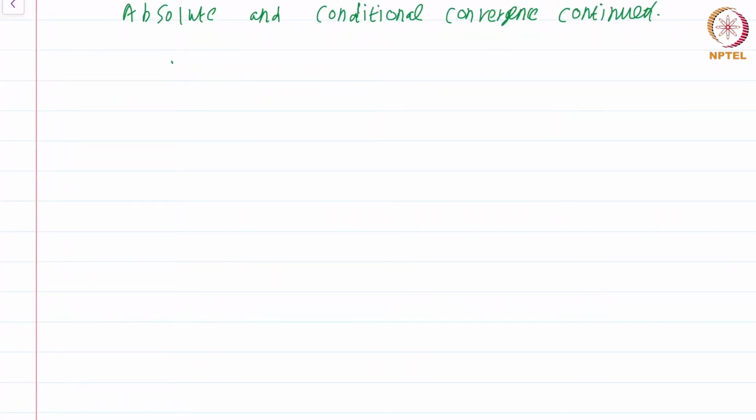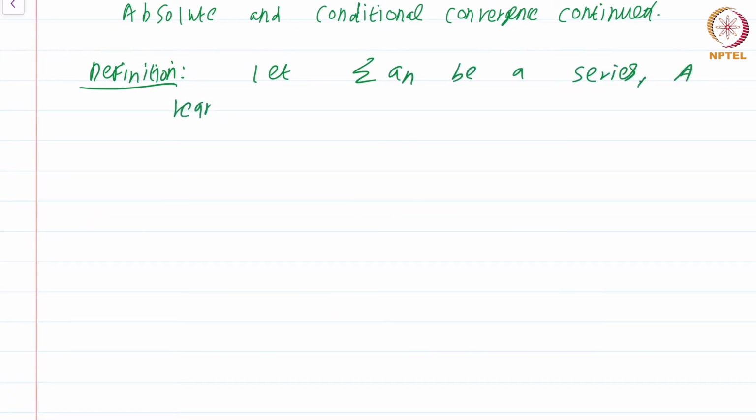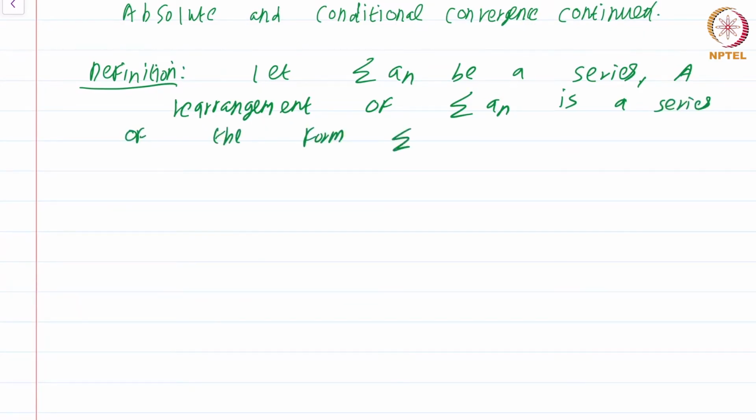Let us continue our study of absolute and conditional convergence. Definition: let summation an be a series. A rearrangement of summation an is a series of the form summation a sigma n, where sigma from natural numbers to itself is a bijection.